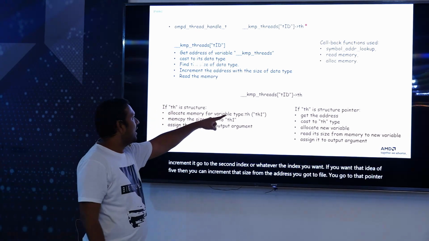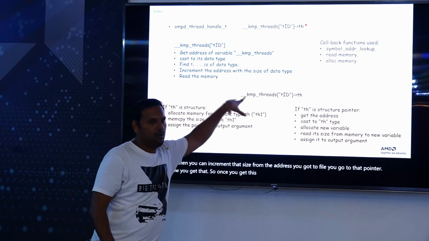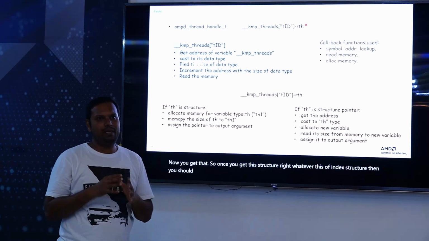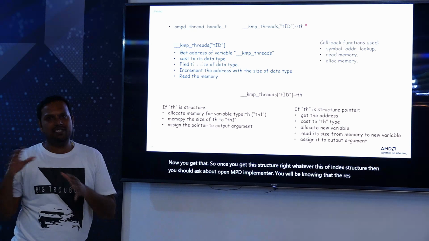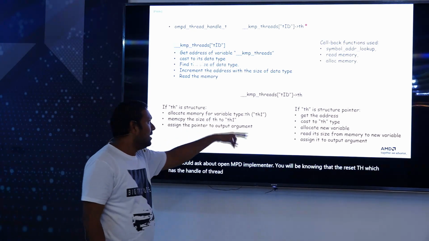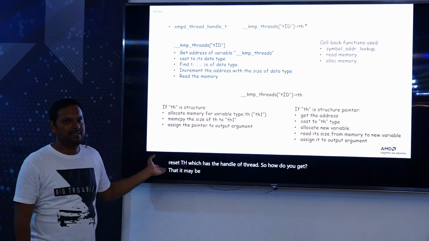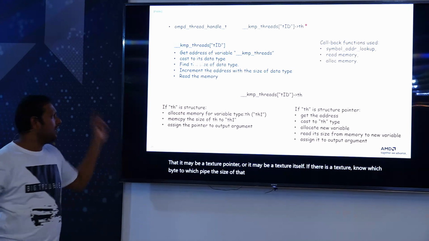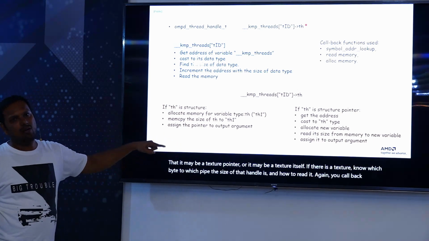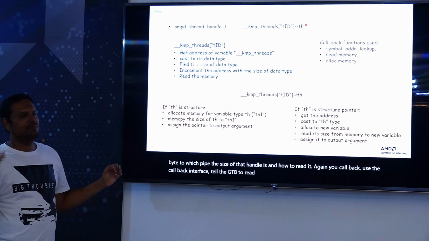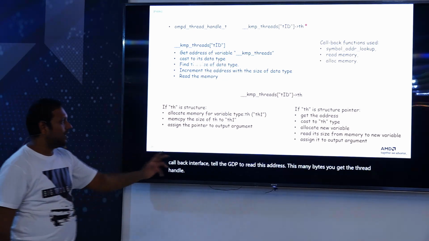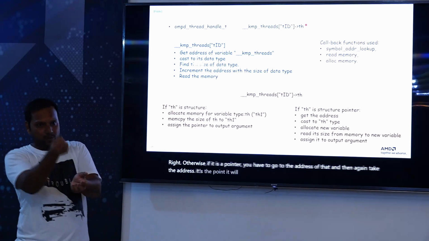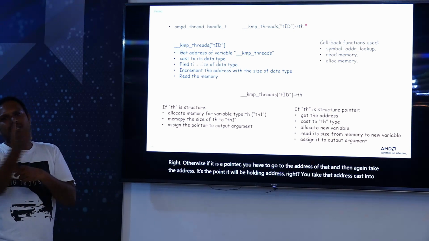Now you get that. So once you get this structure, whatever this KMP threads of index structure is, then as an OpenMP implementer, you would know that there is a TH which has the handle of the thread. So how do you get that? It may be a structure pointer, or it may be a structure itself. If it is a structure, you know which byte to which byte the size of that handle is and how to read it. Again, you use the callback interface, tell GDB to read this address, this many bytes, and you get the thread handle, right? Otherwise, if it is a pointer, you have to go to the address of that, and then again take the address. If it is a pointer, it will be holding an address, right? You take that address, cast it to a type, find the size, and then again call back.